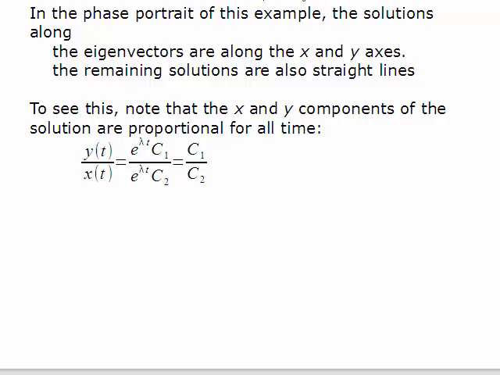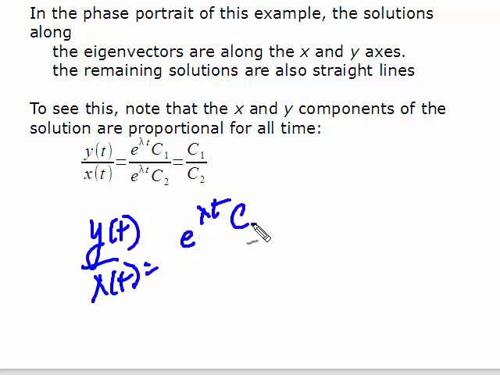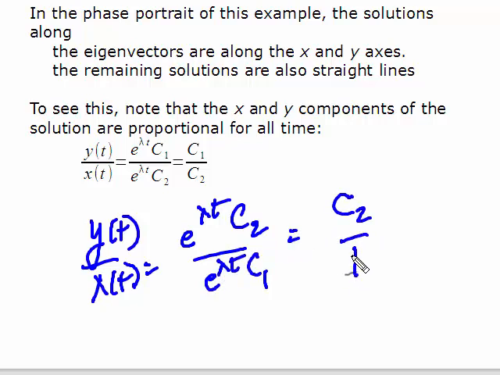Okay, so if we look at the ratio of these two, I put y of t over x of t, I should have had e to the lambda t times c2 over e to the lambda t times c1, which is c2 over c1. The idea is the same. It's going to be a constant. Okay, sorry I made this mistake.